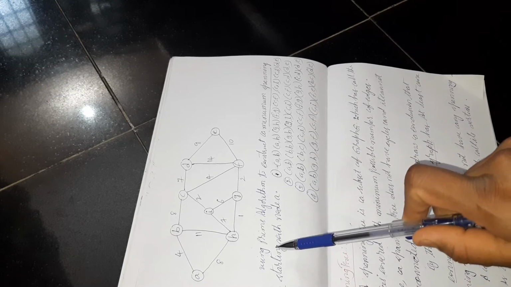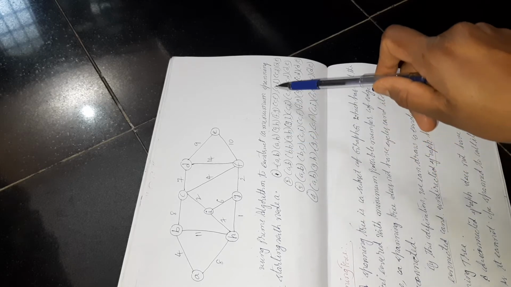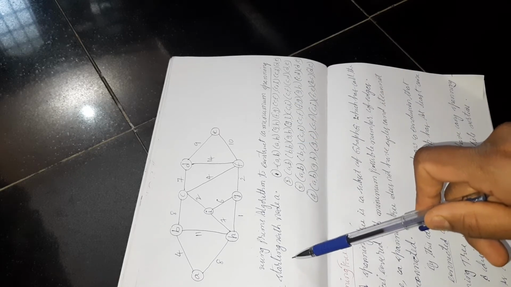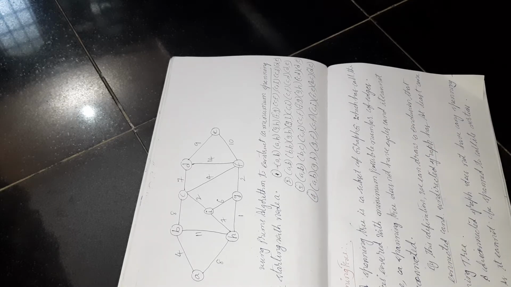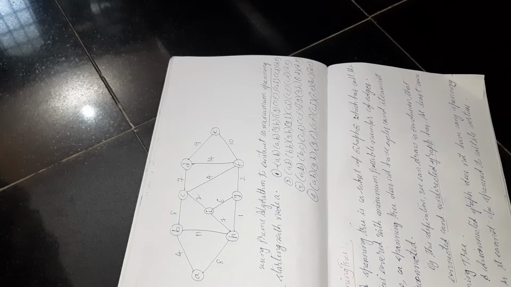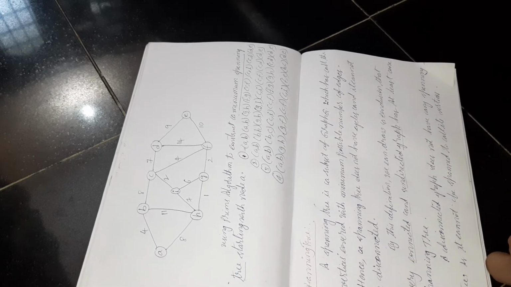This question is asking about using Prim's algorithm to construct a minimum spanning tree starting with node A. We have to find the minimum spanning tree which starts from node A. First of all, I want to discuss what a minimum spanning tree is. First we will see what a spanning tree is, then we will see what a minimum spanning tree is.